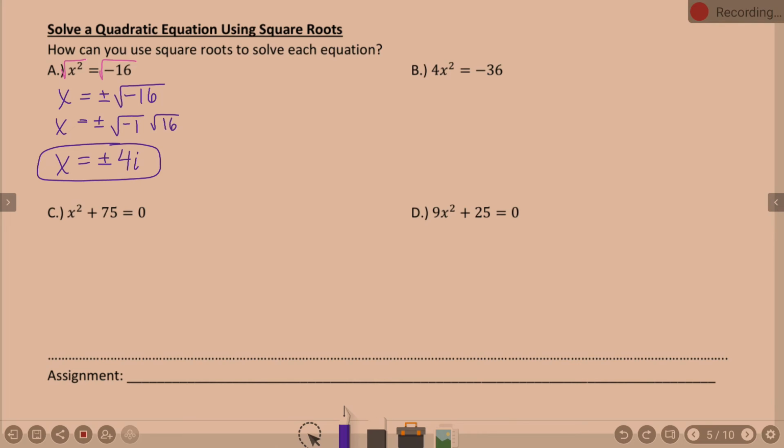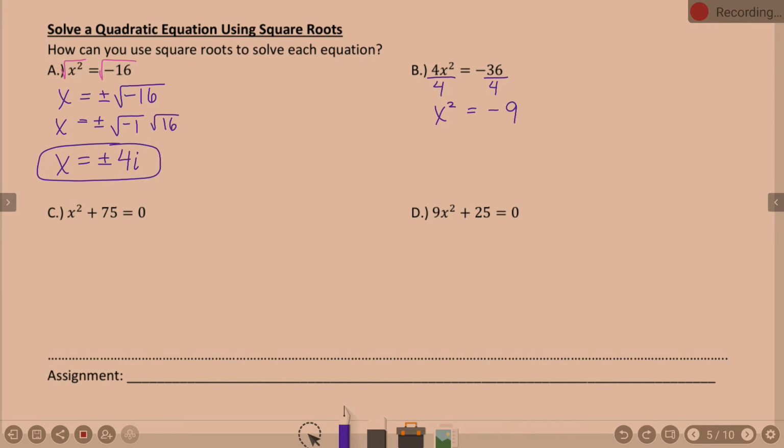Okay. Let's look at B. 4x squared equals negative 36. I would always plan, if you can, to get the x squared by itself. That's going to always be my suggestion. If you can get the x squared by itself, do it. So now, if we divide that 4 away, I end up with x squared equals negative 9.